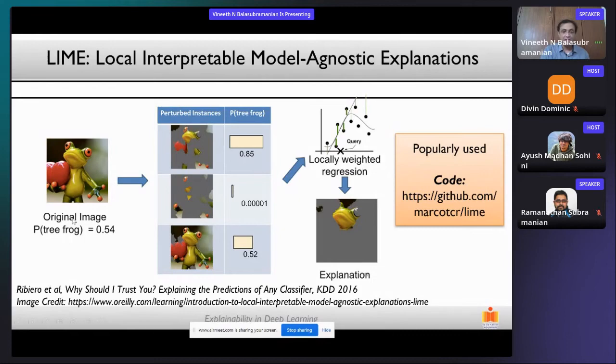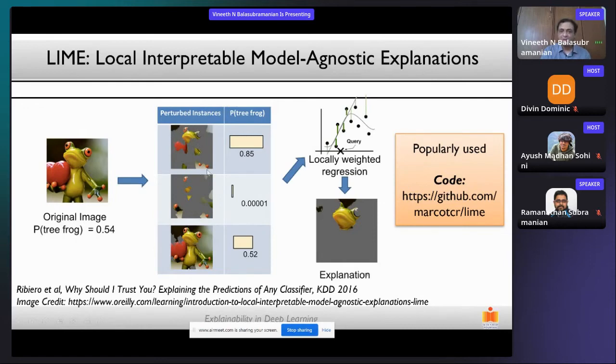So you have a trained deep neural network that, given this image, predicts tree frog with a probability of 0.54. That's the right answer. Now you want to explain, why did the model predict this particular image as belonging to a tree frog? So what LIME suggests is you now perturb your data and get multiple perturbed instances. In an image, perturbations mean that you take an image and occlude different parts of the image.